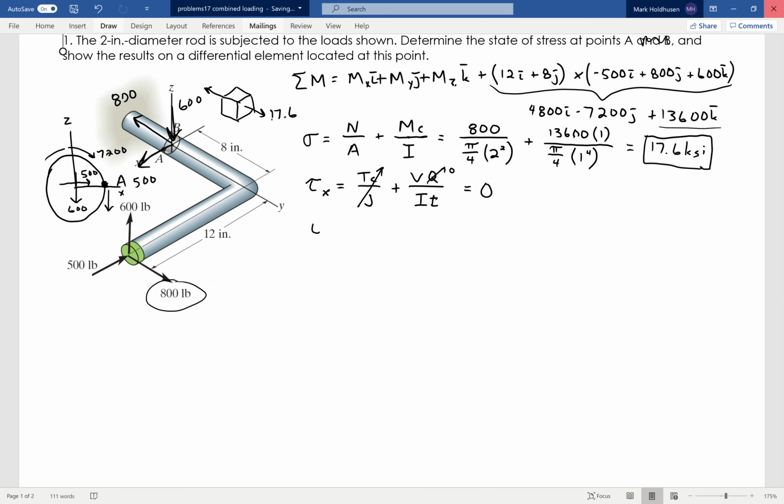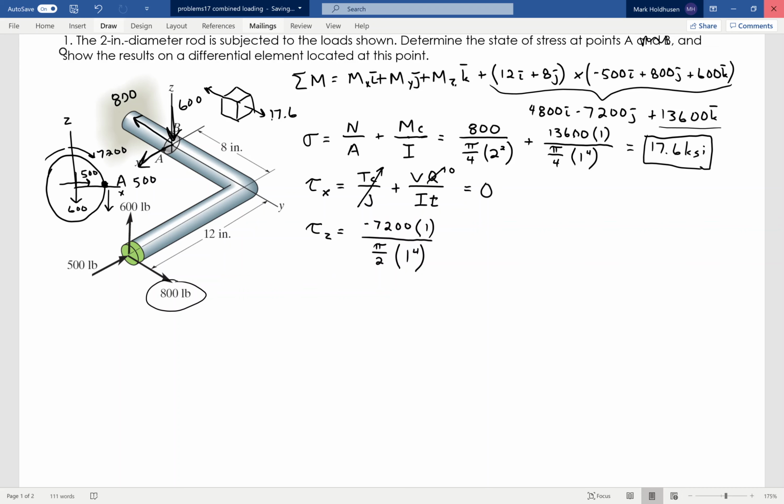Now, things get a little trickier when I talk about z. With z, it's still Tc over J, and we just talked about this. The torque is going to cause a downward shear in the z direction. So I'll say negative 7,200 times c, which is 1, all over J, which is pi over 2 c to the fourth, where c is again 1, the radius. So that's the shear stress due to torsion that I've got there.